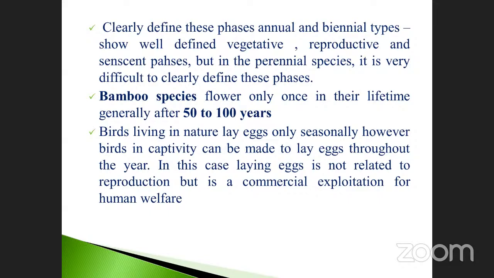Take the example of farms, you know. Those farms produce only for eggs as well as meat. In this case, laying eggs is not related to reproduction. In this type of animal, it is not for reproductive purposes, but a commercial exploitation for human welfare. Okay, it is used only for human welfare aspects, the egg laying capacity. So let's go to the next one.